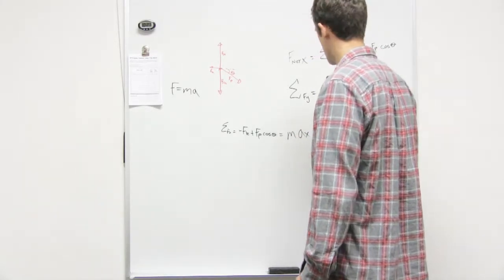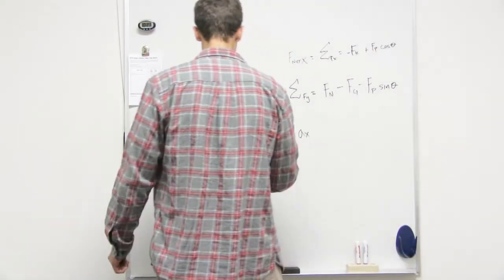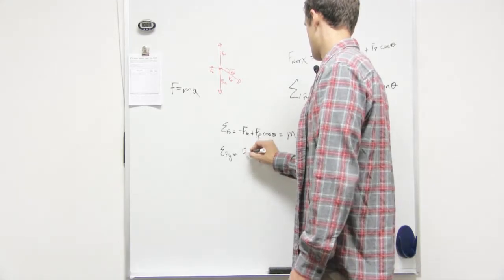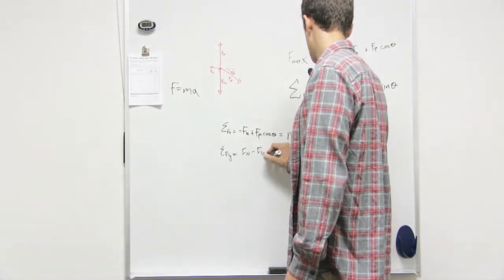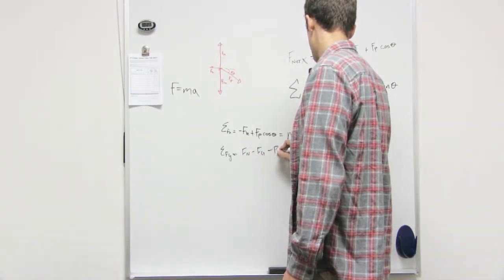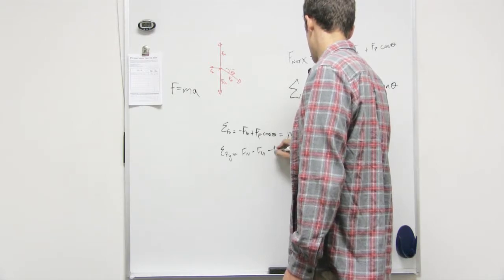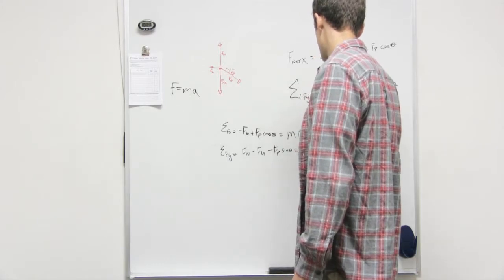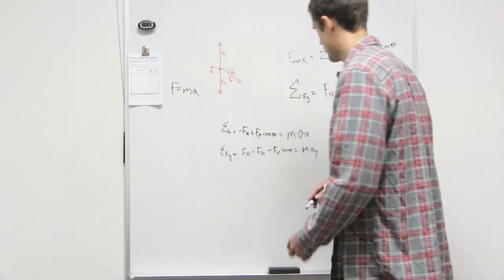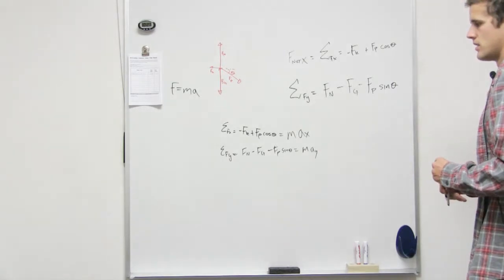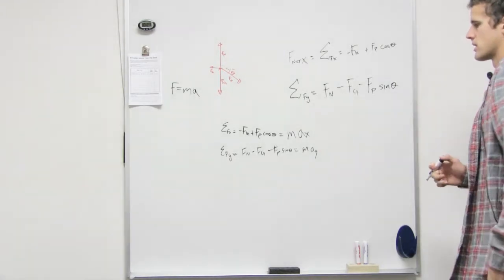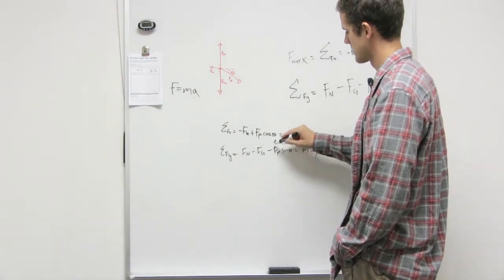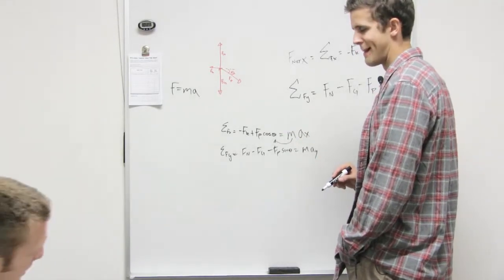Okay. And the same thing with this one. You got the sum of forces in y equals Fn minus Fg minus Fp sine of theta. And that equals m times the acceleration in y. So the fastest way to find acceleration is just to divide by this. Okay.